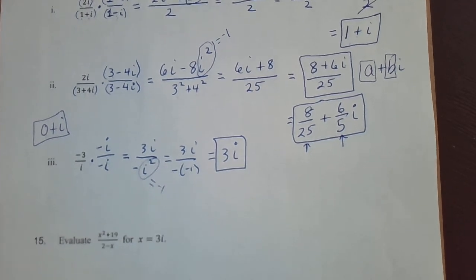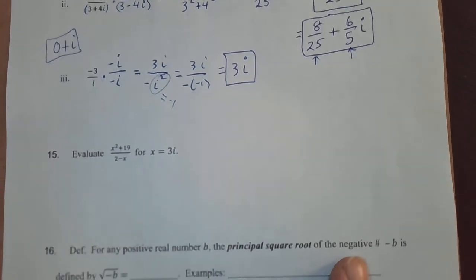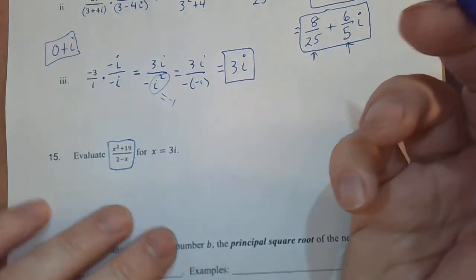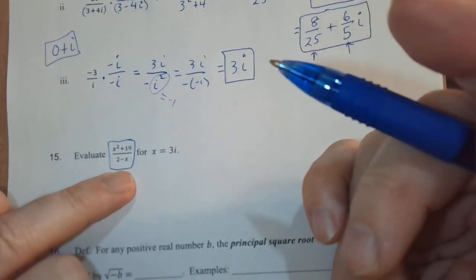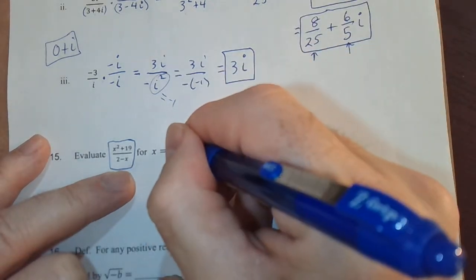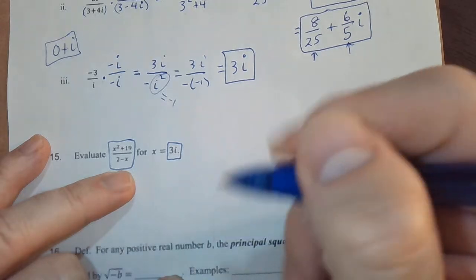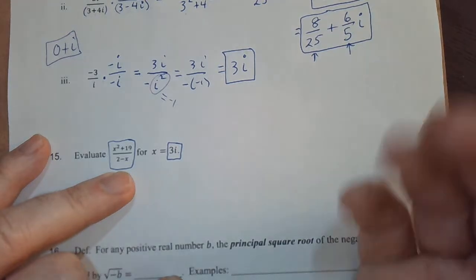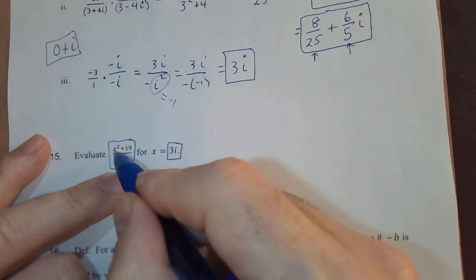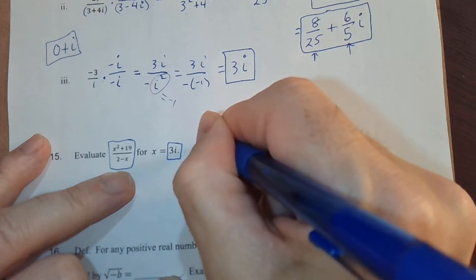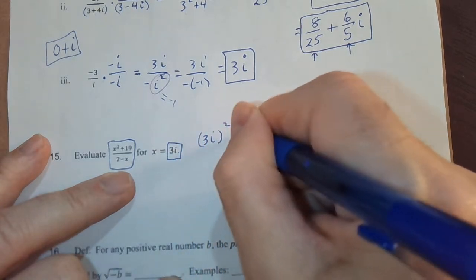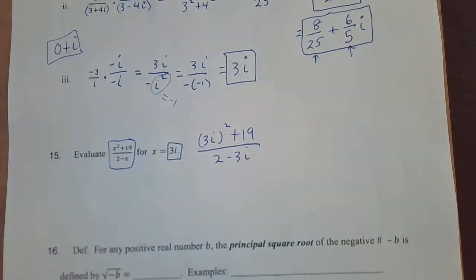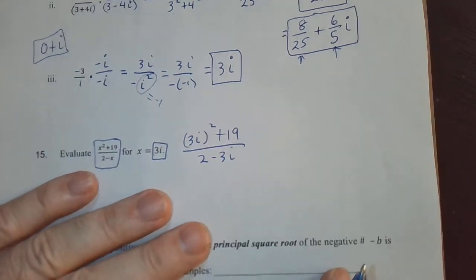All right, well, the next one, we are simply going to evaluate an expression. We're going to evaluate x squared plus 19 divided by 2 minus x when we're told that x has the value 3i. So all we need to do is replace each x with 3i, and I would put it in parentheses, at least on this one where you're squaring it. So x squared becomes 3i in parentheses squared plus 19 over 2 minus 3i. I don't have to put that 3i in parentheses.